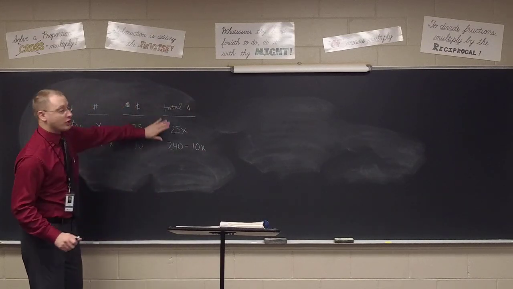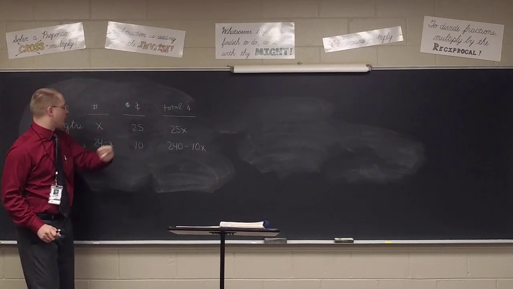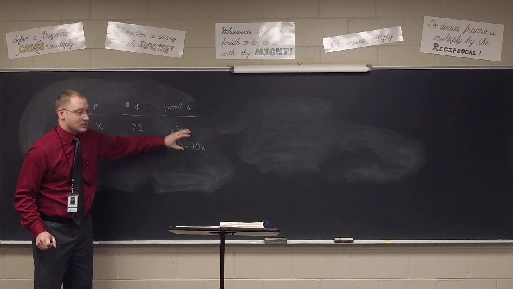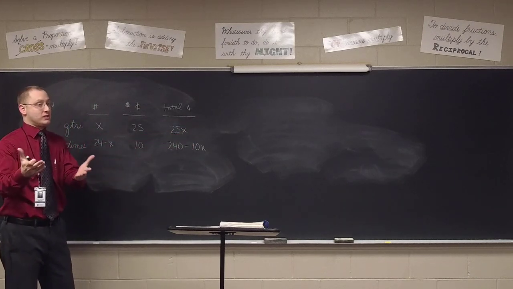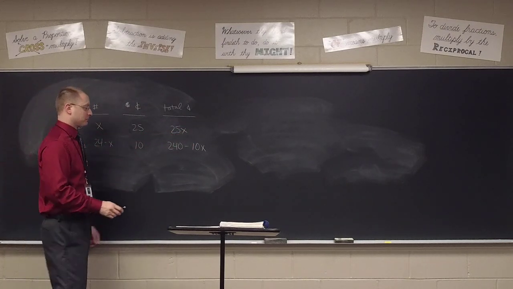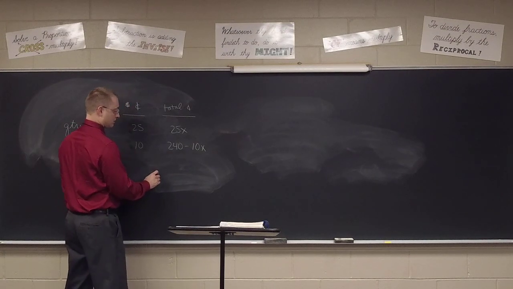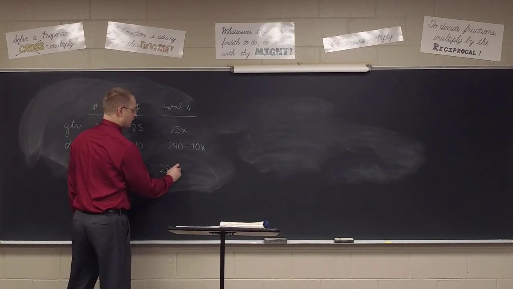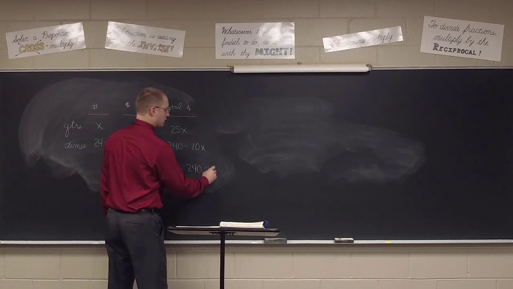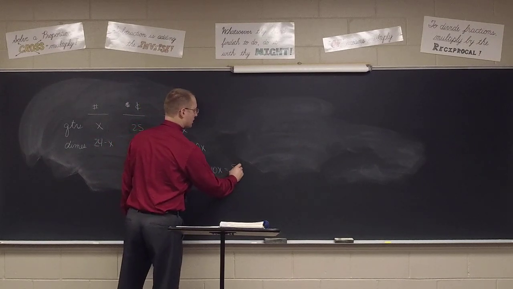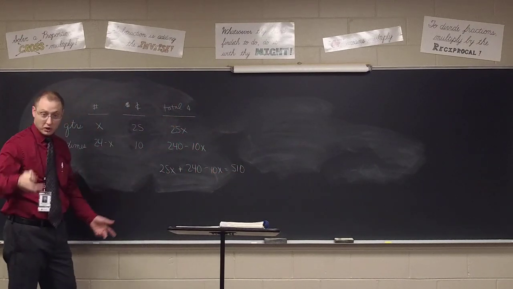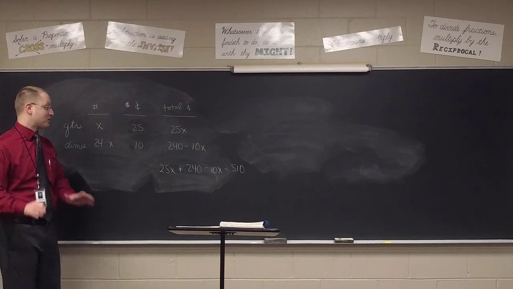So we know the quarters have 25x cents. The dimes are 240 minus 10x cents. But total, she has 510 cents. What's my equation? There we go. Was this your equation by any chance? All right, so at least one of you got it.